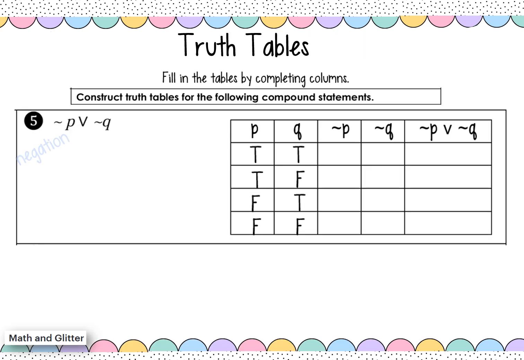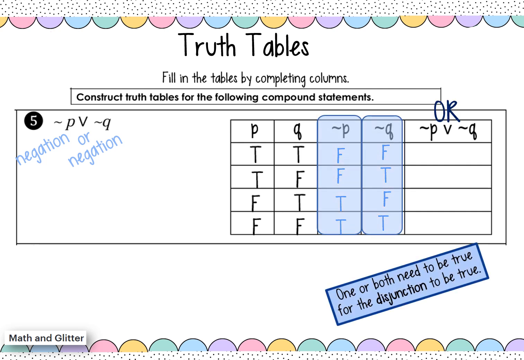Number 5, we have not P or not Q. So we have columns for those. We're going to have to do our negating, and we have an OR. So let's negate the P's: false, false, true, true. Negate the Q's: false, true, false, true. And now we have those two columns, and we're doing an OR, a disjunction. So as long as at least one of them is true, we get a true out of it. So that's false, true, true, true.